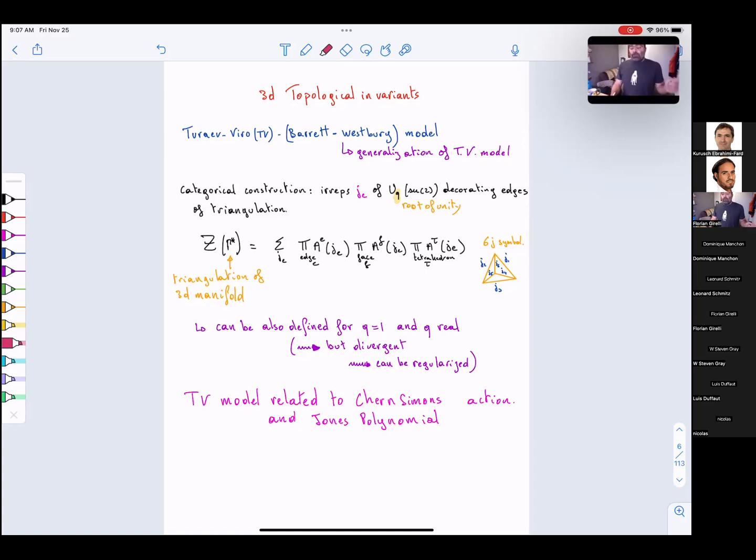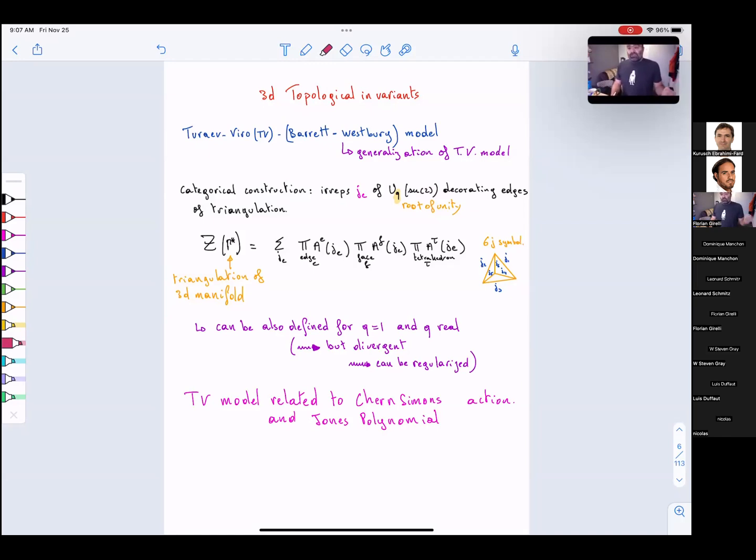As I said earlier, the model was defined for q a root of unity, and that's because then you get a finite number. But this model can also be extended to q equal to 1. So basically, you would deal with representations of SU(2), or q being real. The issue, if you are a mathematician, is that then this is not a finite number that you will get. There are a lot of infinities. But if you're more on the physicist side, that is actually still okay. In fact, these divergences, we can really identify where they come from, and you can regulate them.